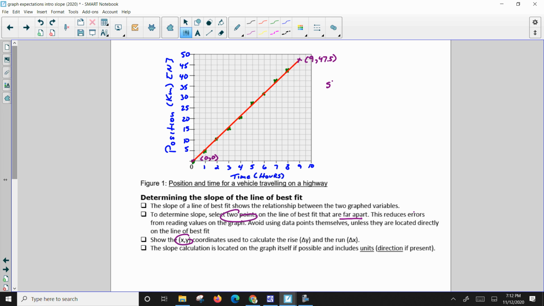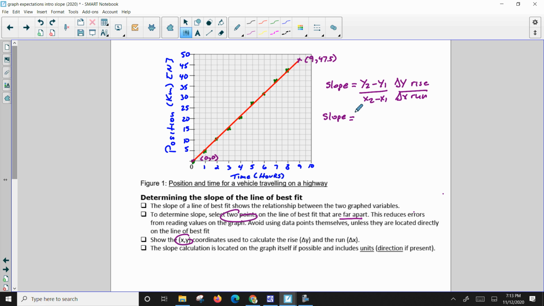When you're doing slope, remember slope is equal to the difference in y, or the rise, over the difference in x, or the run. So you always go like this: y2 minus y1 over x2 minus x1. Remember, the change in y is the rise, and the change in x is your run. So something to keep in mind. Let's substitute our values in here.